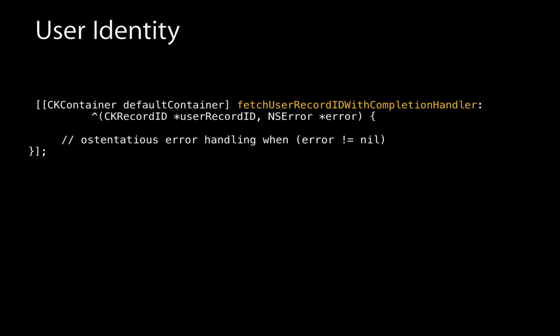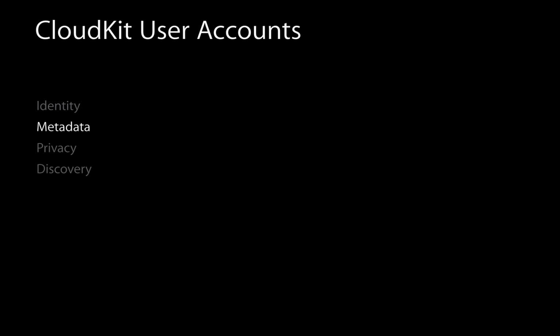All right, let's have a look at the code. Because identity is a container-scoped notion and not a database-scoped notion, we go to our container to learn about our user. Here, we're asking our container to fetch the user record ID. Now, because we may have to talk to the server to figure this out, for example, the first time you access and try and learn about a record ID, we have to go to the server to do that translation and come up with the container-scoped info. So, asynchronous, and we have to do error handling. That's user identity. Let's talk about user metadata.